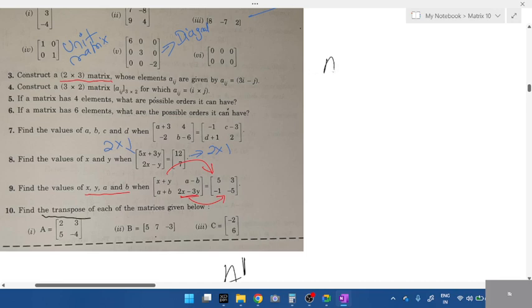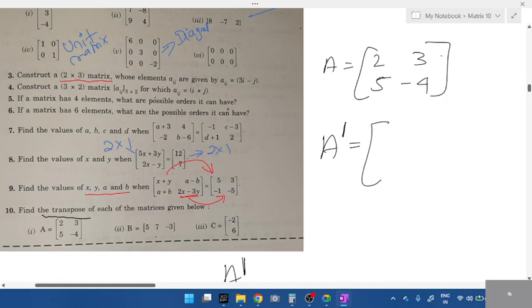Okay. Let me take the first one. A is equal to 2, 3, 5, minus 4. Find the transpose of each of the matrix. Whenever they ask you to find transpose, you have to put A dash, students. A dash. Look at dash. The meaning of transpose is this row element will become column.